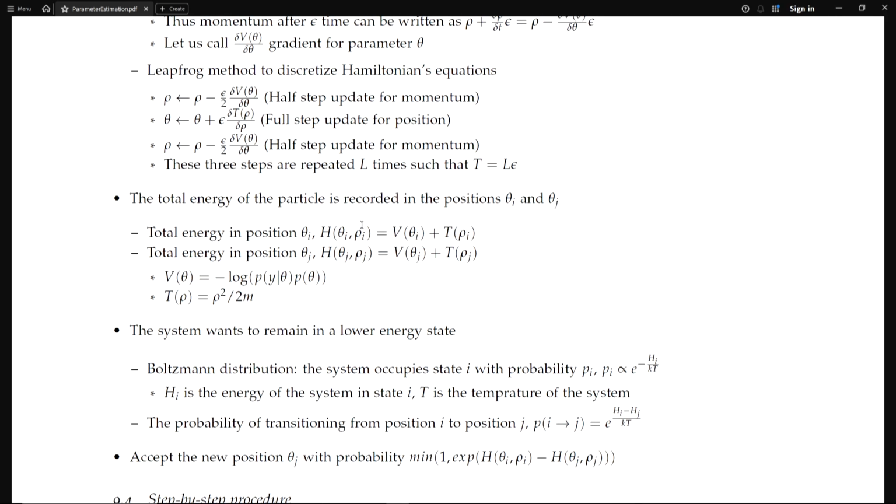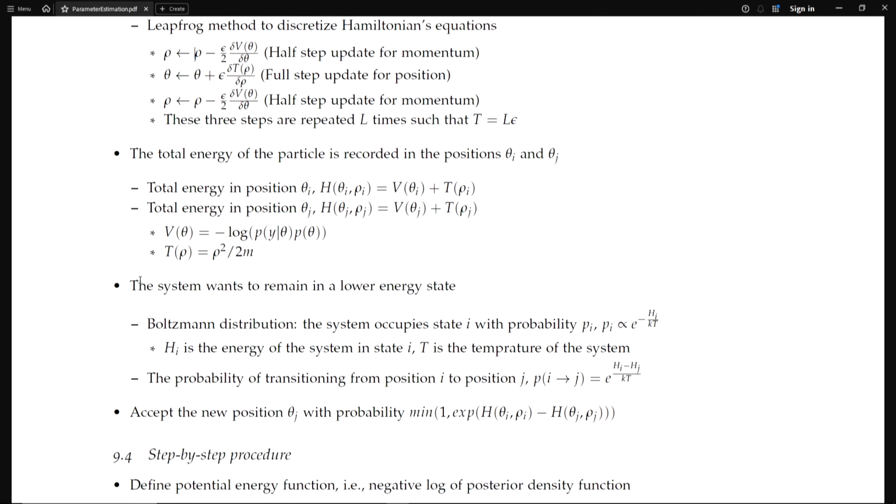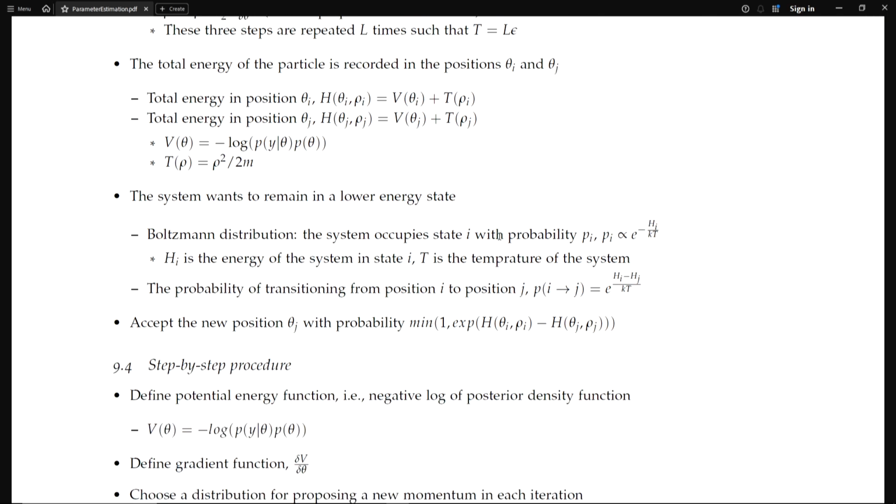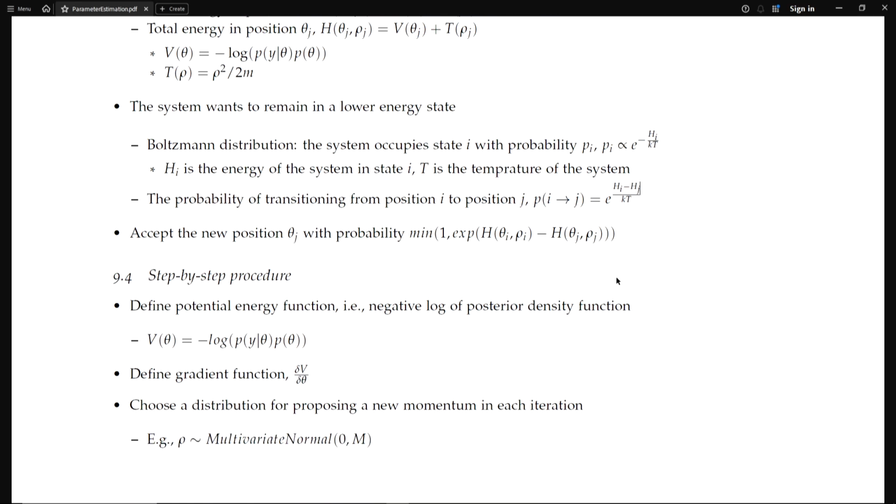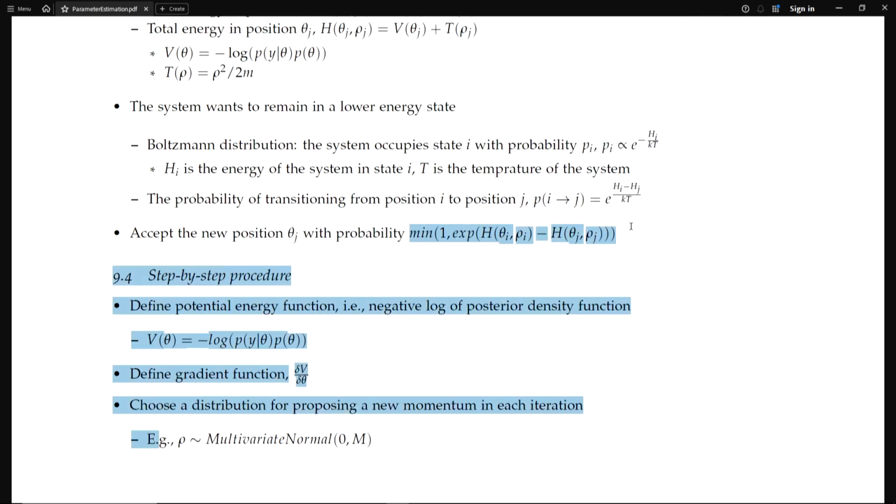Once you have calculated the new position and new momentum, you can calculate the total energy of the particle in these two states, right. The system would want to remain in a lower energy state. So, we can calculate the probability of transitioning to this new state j. The probability of transitioning from I to j would be given by e to the power H I minus H j divided by k T, right. So, that is the idea. The particle would acquire the new state with this probability, right.